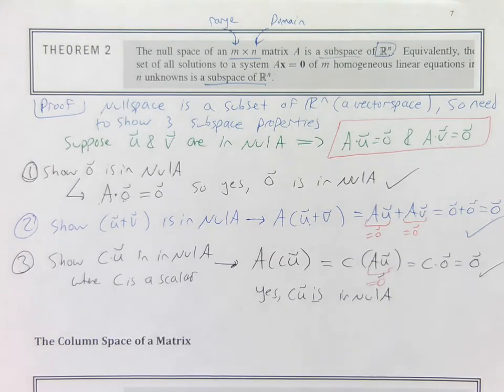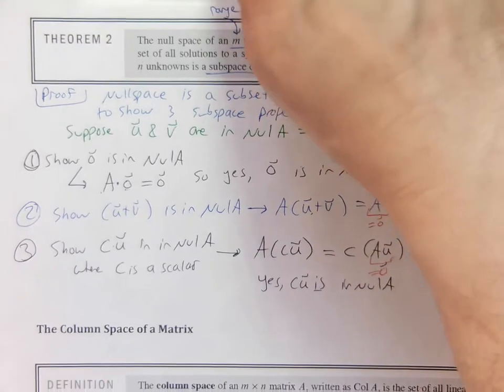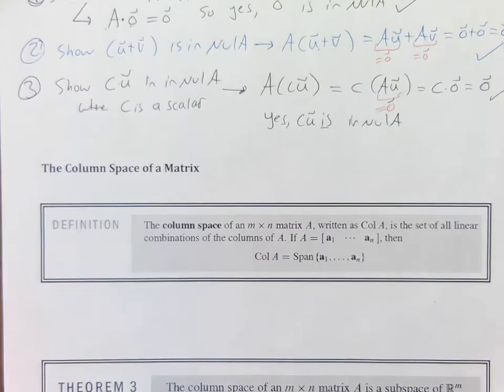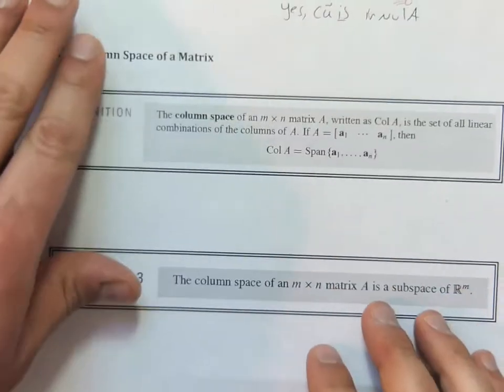Cool, so that's what the null space is. It's all the vectors that get sent to 0, and you solve the homogeneous equation to figure out what it is. The next part of the chapter is talking about the column space. The column space has some similarities to the null space in that it's a subspace, but it's also quite different as well. So let's take a look at the column space and figure out what that's all about.